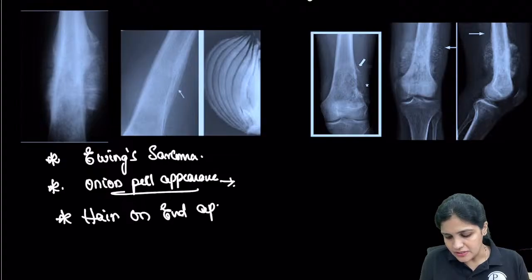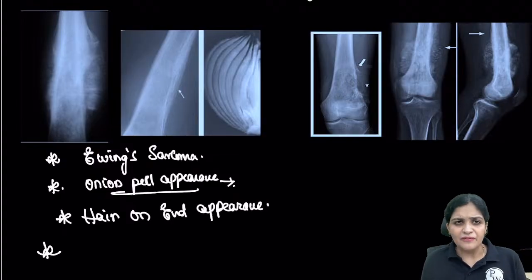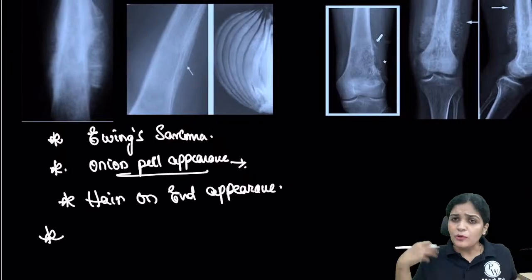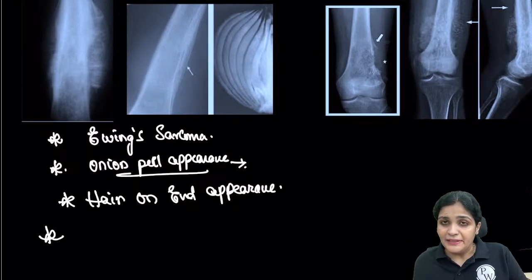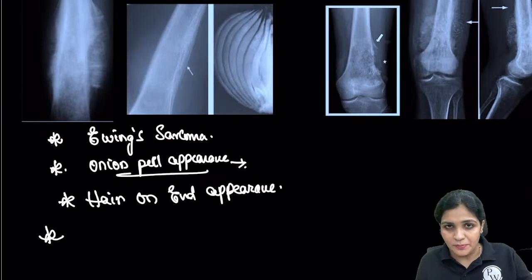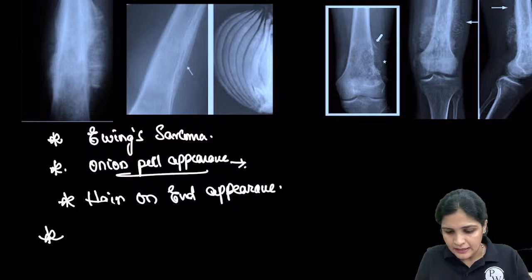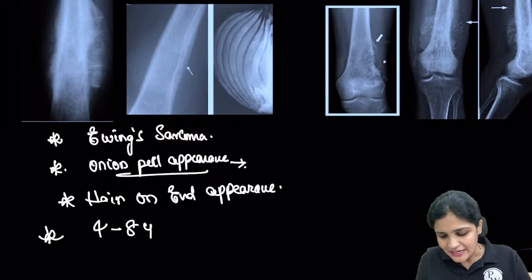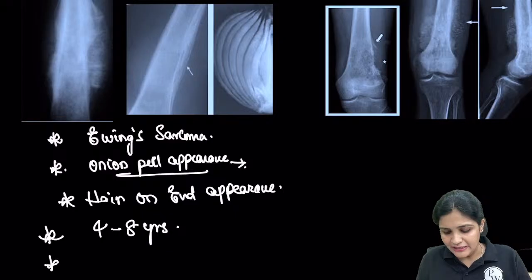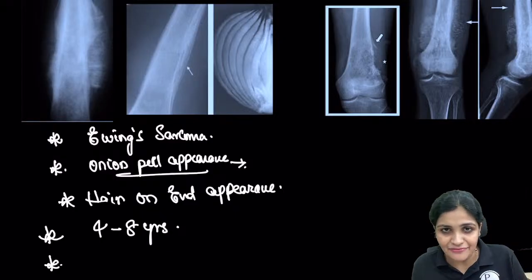Right? So these are the two important things which you have to remember. And what is important about Ewing sarcoma? If they want to ask about Ewing sarcoma, what will they put up in the question? Usually the age group, right? So at what age do you see Ewing sarcoma? 5 to 10 years, or 4 to 8 years, usually in the first decade.